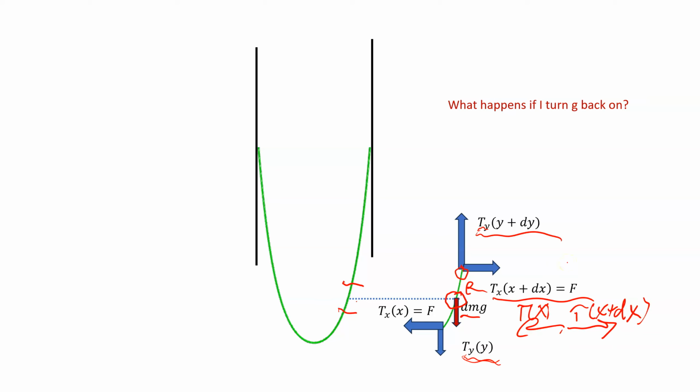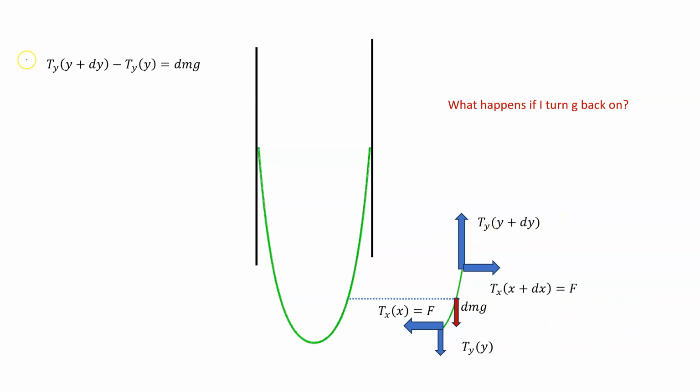Those have to cancel if this thing is at rest. So none of that has changed. That doesn't impact us at all. The thing that does change, obviously, is that we have to balance the weight now. So if I set up my equation of motion in the up-down direction, I say that the difference in tensions has to somehow balance the amount of weight there, right?